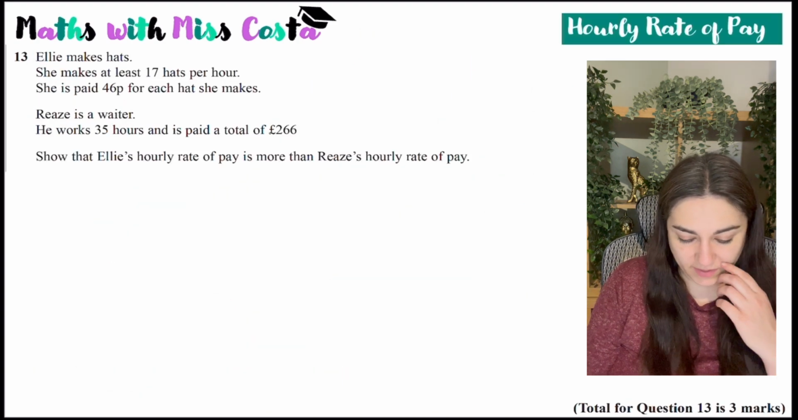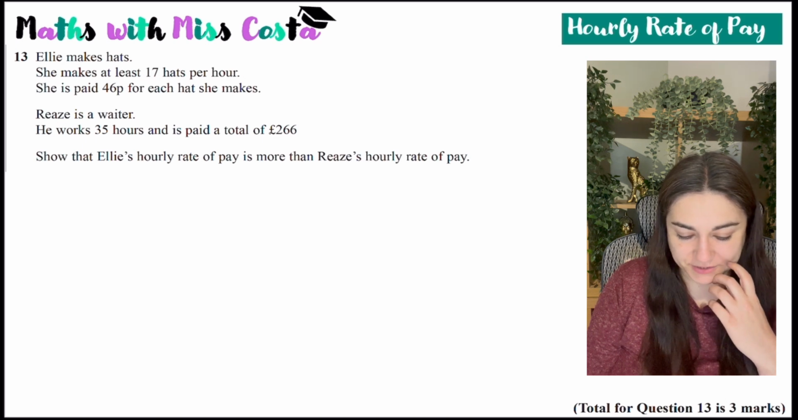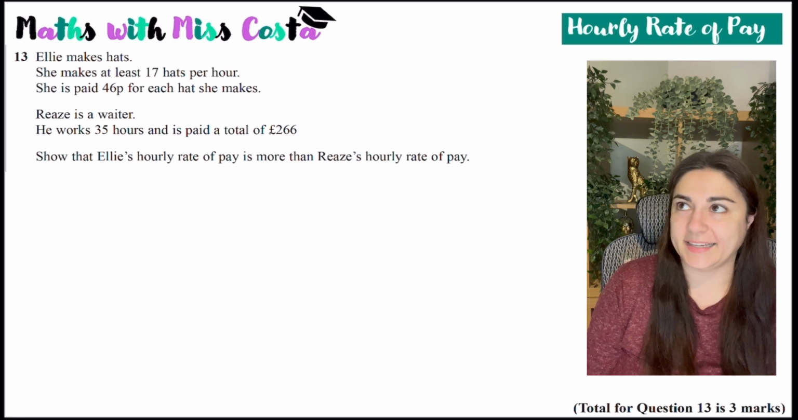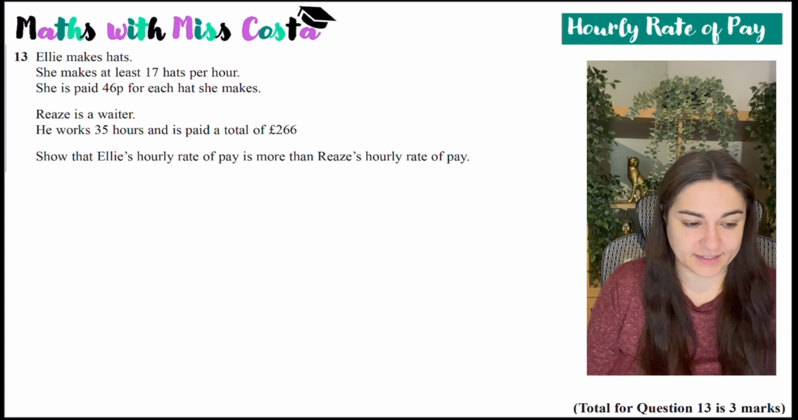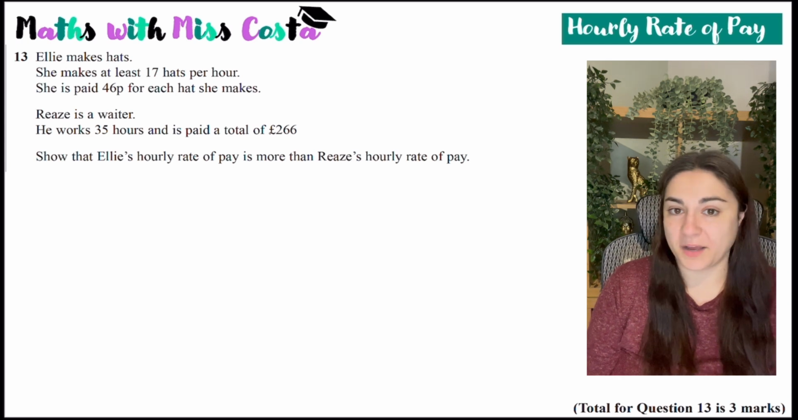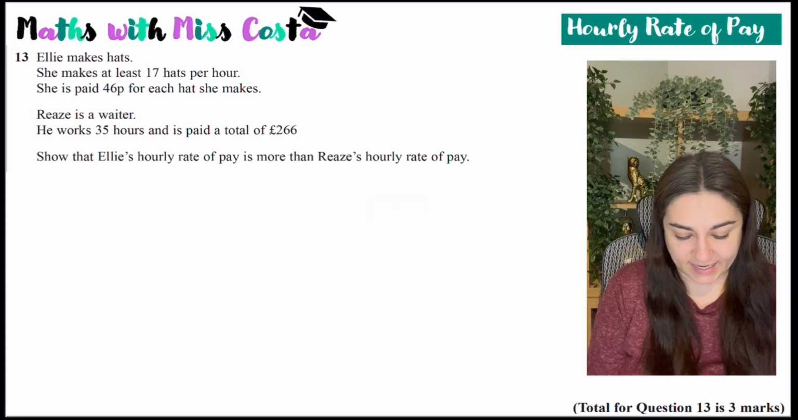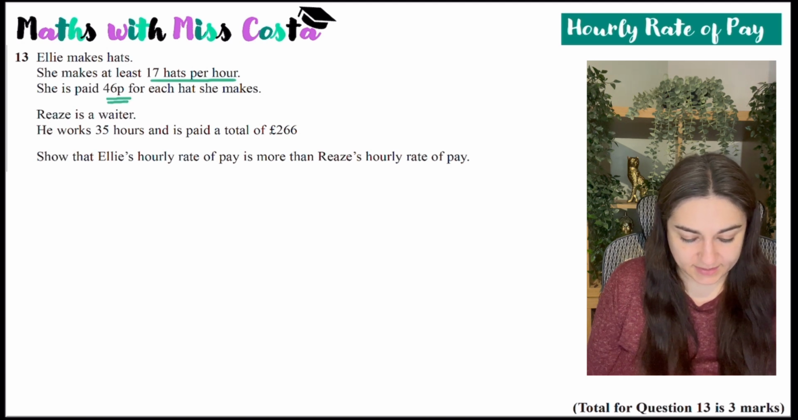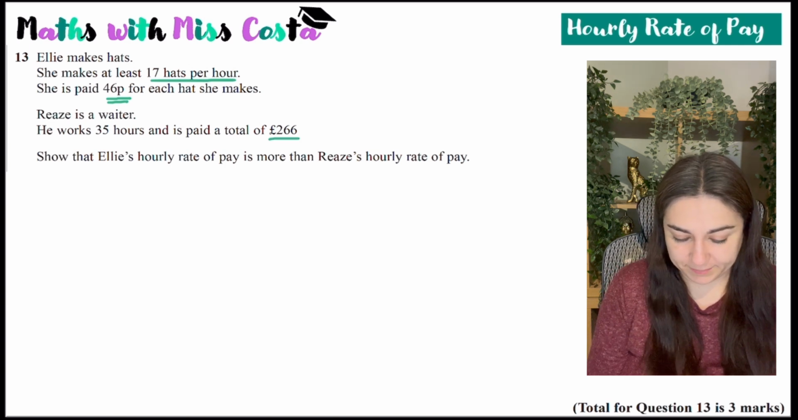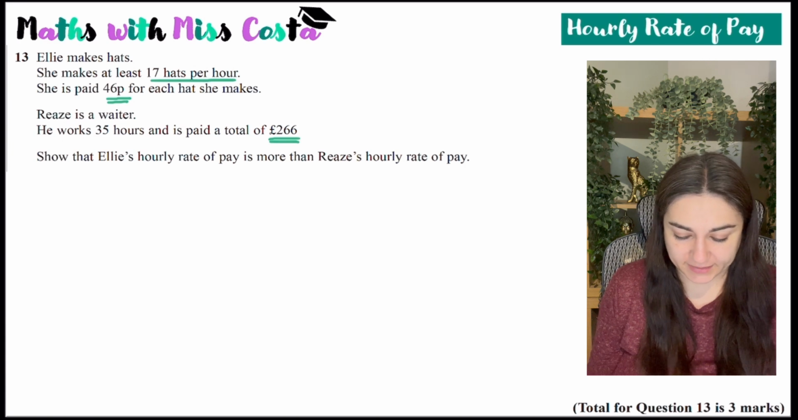Okay, so this one is a rate of pay question. So rate of pay is essentially the same as your hourly wage, how much you get paid per hour. So Ellie makes hats. She makes at least 17 hats per hour, and she is paid 46p for each hat that she makes. Riaz is a waiter. He works 35 hours and is paid a total of £266.